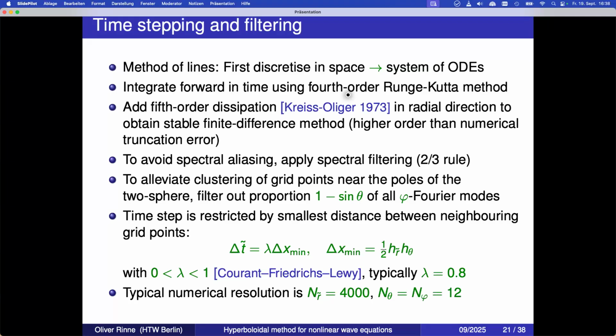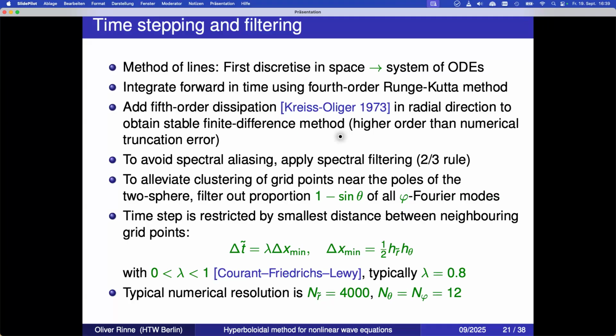If you do this, then unless you do something special, this method will in general not be stable numerically. There will be high frequency noise which can grow without bound. And in order to fight this, there is this Kreiss-Oliger dissipation. This is a term which is of fifth order, so it's a higher order than the truncation error of my finite difference method in radius. So basically it doesn't affect the accuracy of the numerical method. And this is added in the radial direction only. And this then basically leads to a stable finite difference method.